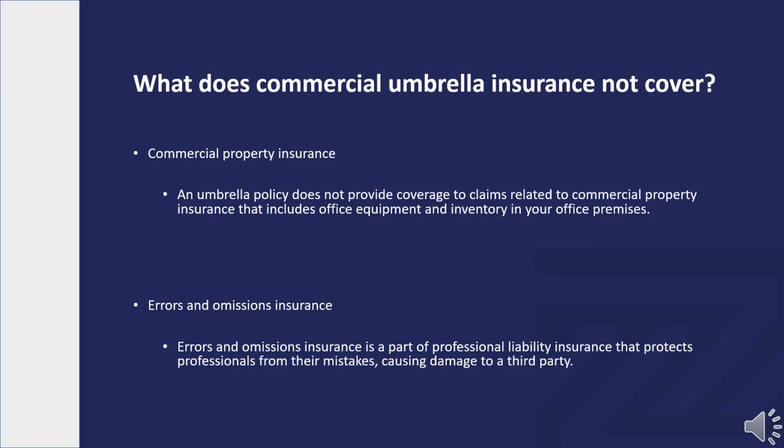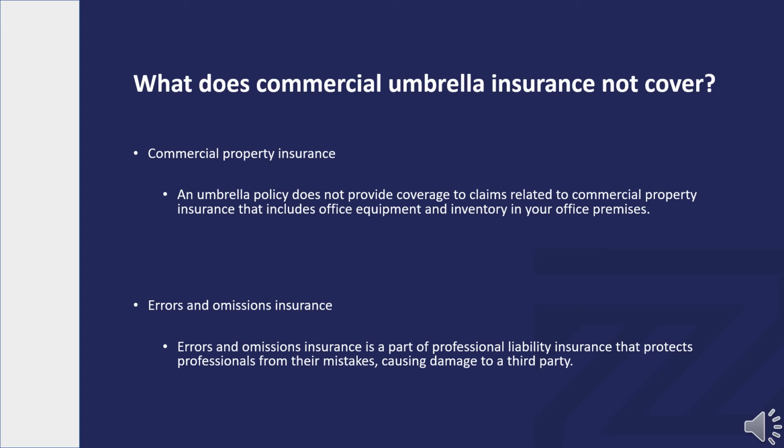Like many insurance policies, this policy also has certain exclusions. Some of them include the following. Number 1, commercial property insurance. An umbrella policy does not provide coverage to claims related to commercial property insurance that includes office equipment and inventory in your office premises. Number 2, errors and omissions insurance.